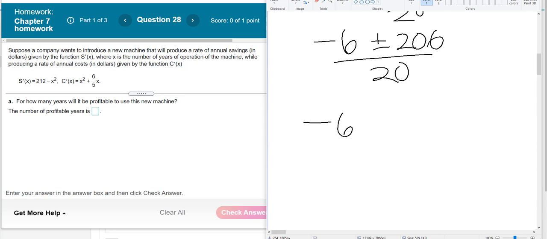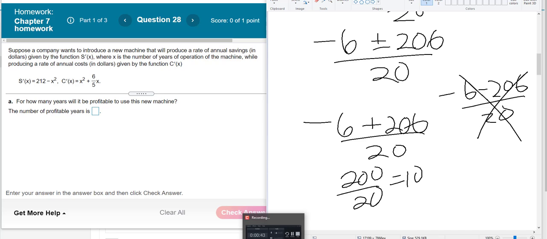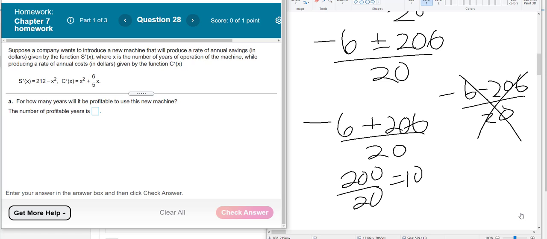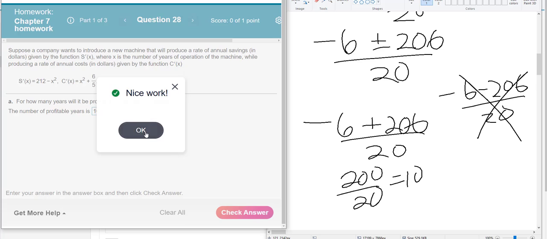So it's negative 6 plus 206 over 20. Well, that's 200 over 20, which is 10. And the other one's going to be negative. We don't need that one because in the context of our problem, we're not going backwards in time, we're going forwards in time. So we know that the two curves are equal at the point x equals 10. So this is going to be our number of profitable years. So we check our answer there, 10 years.